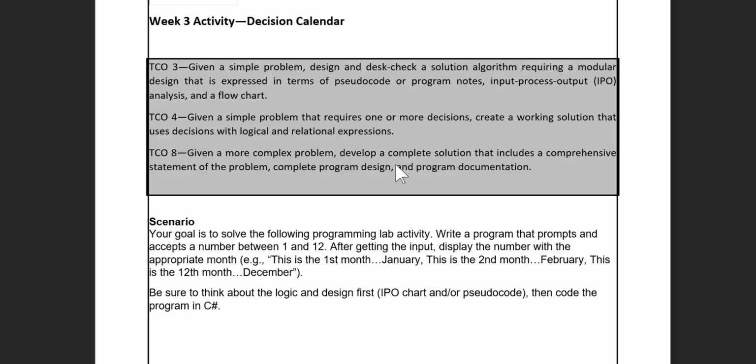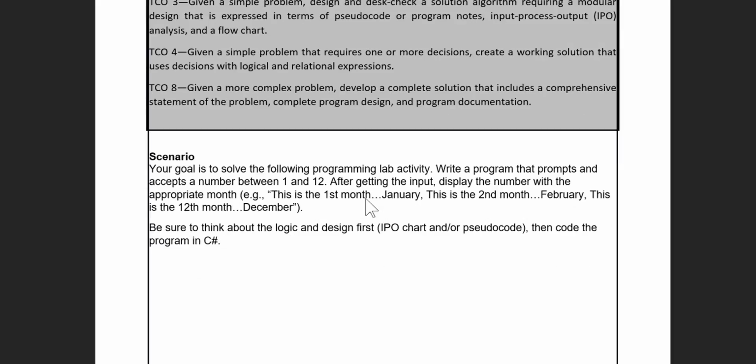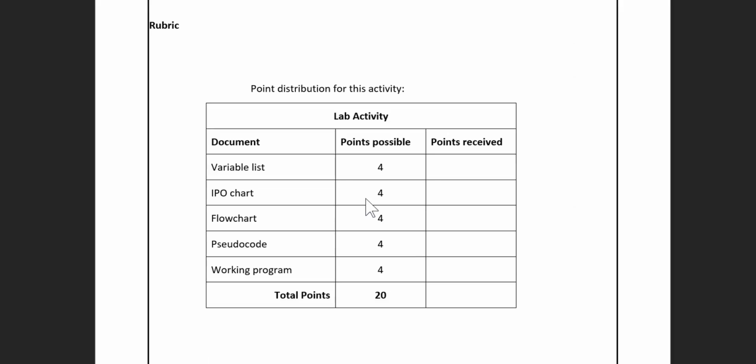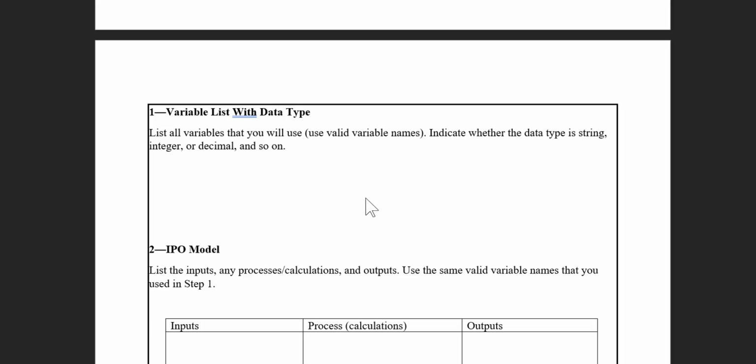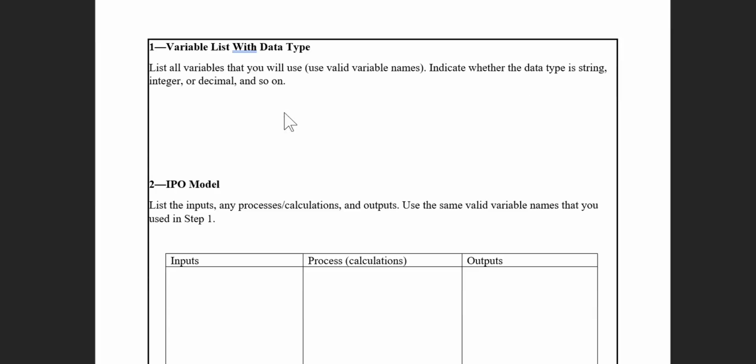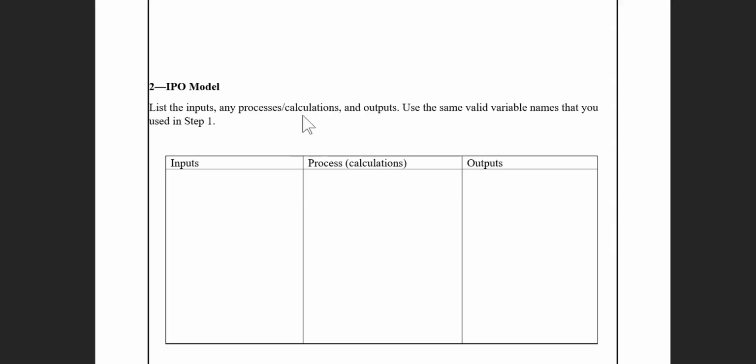Not unusual at all. So it asks us here to write a program that prompts the user for a number from 1 to 12. After getting the input, change it to the month. So be sure to think about logic and design, but we're also going to do a little bit of error analysis since we now have the ability to compare things, primarily with the if statement. So I'm going to go down through here and go to section 1, which is, of course, my data types, and then to my IPO model.